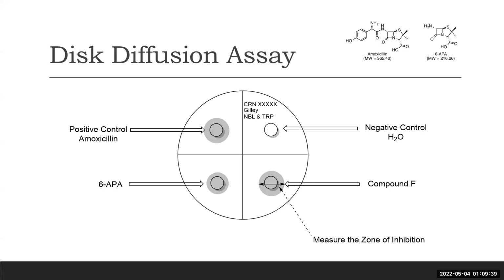That's just something to note when we're comparing our zones of inhibition, which is a measurement we can take by measuring the diameter of the observed zone of inhibition. And we're also going to test the starting material, the 6-APA. So before we acylated, is this compound active against bacterial growth or is it not active? So was that acylation necessary for activity or not? We're going to find that out as well.